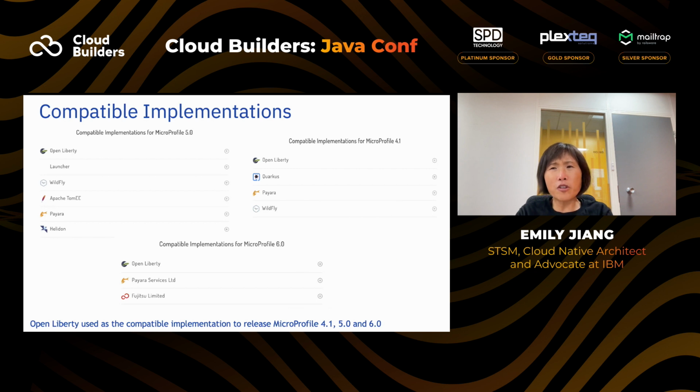Since MicroProfile 4.1, we have these compatible implementations. You have to prove you have passed all the TCKs and so on. So far there are certified runtimes listed as compatible implementations. Once you are a compatible implementation, applications can move around among these compatible implementations. You do not need to do any kind of migration, so you can freely move around.